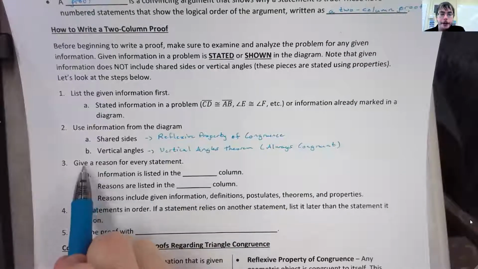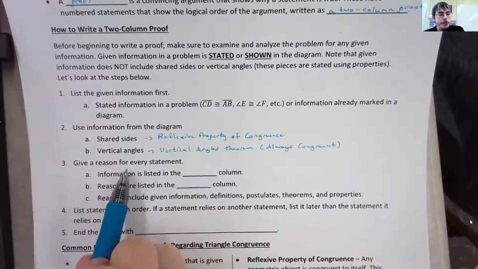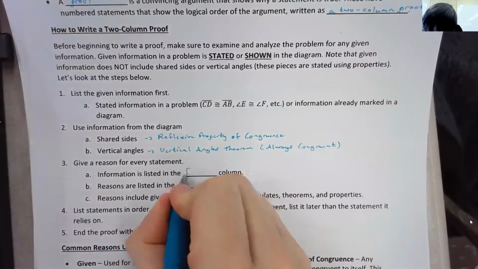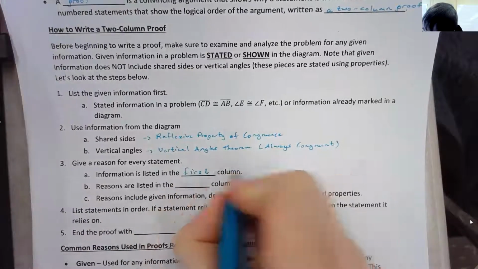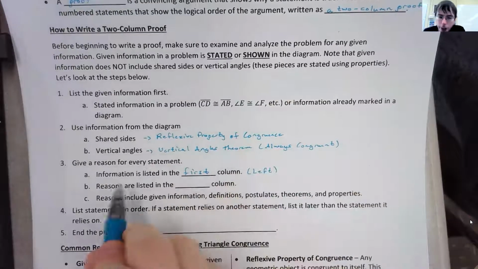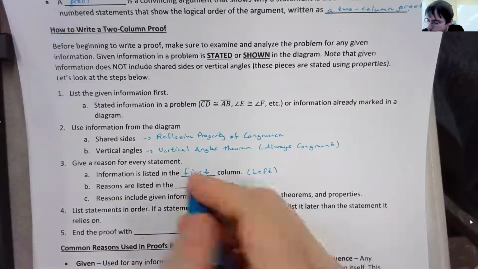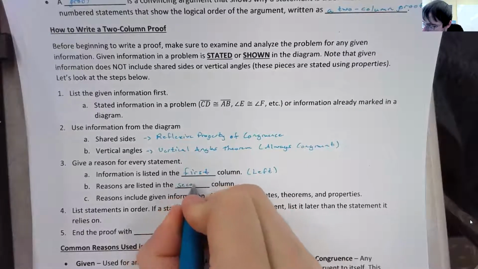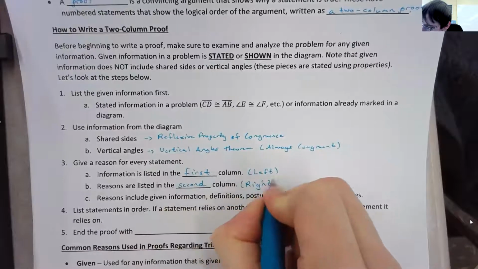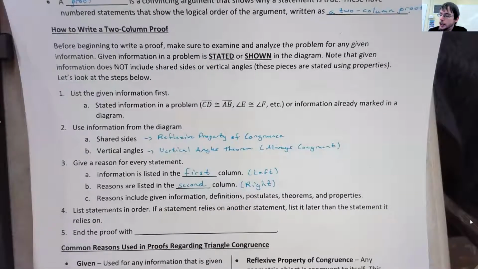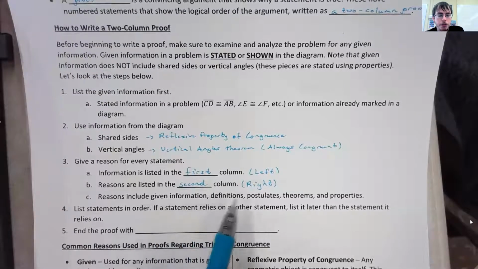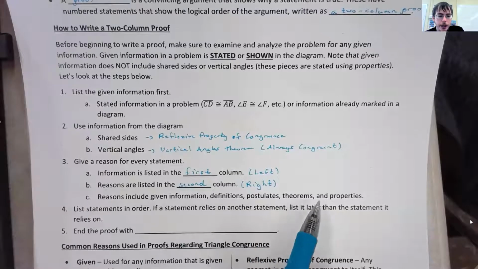Next up, you're going to want to give a reason for every statement. Information is listed in the first column, so the one that's on the left. Reasons are listed in the second column, which is on the right. Reasons may include given information, definitions, postulates, theorems, and properties.